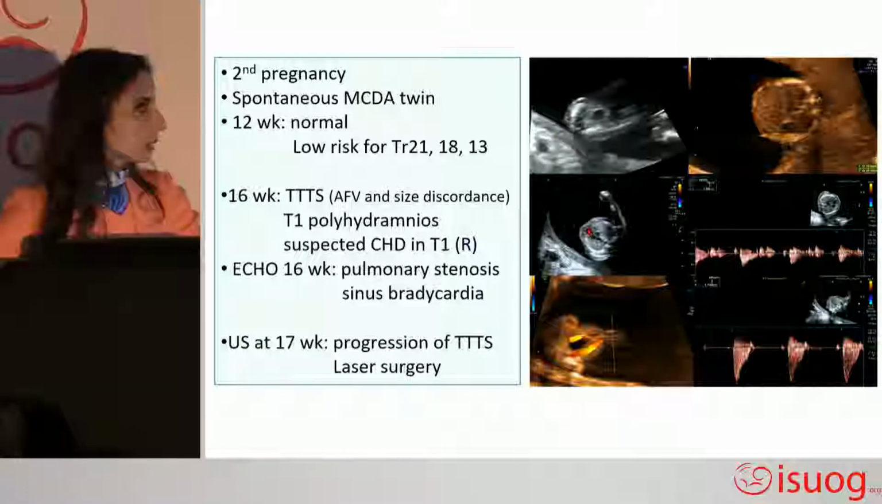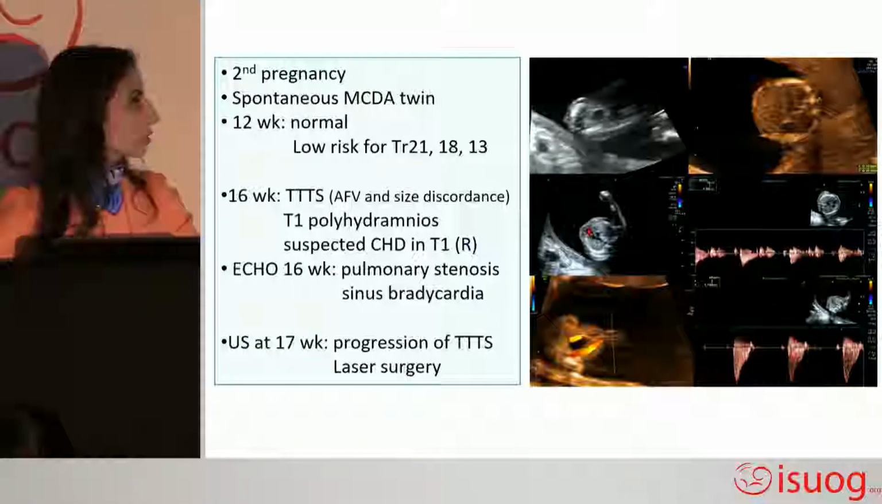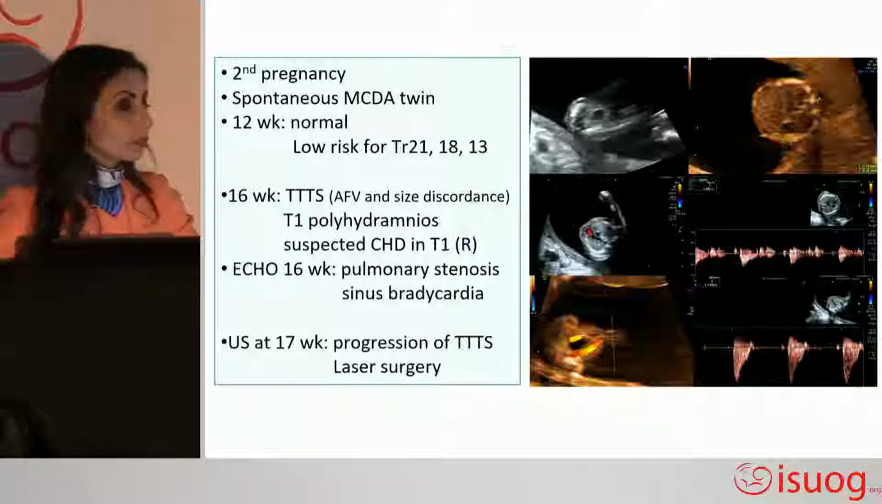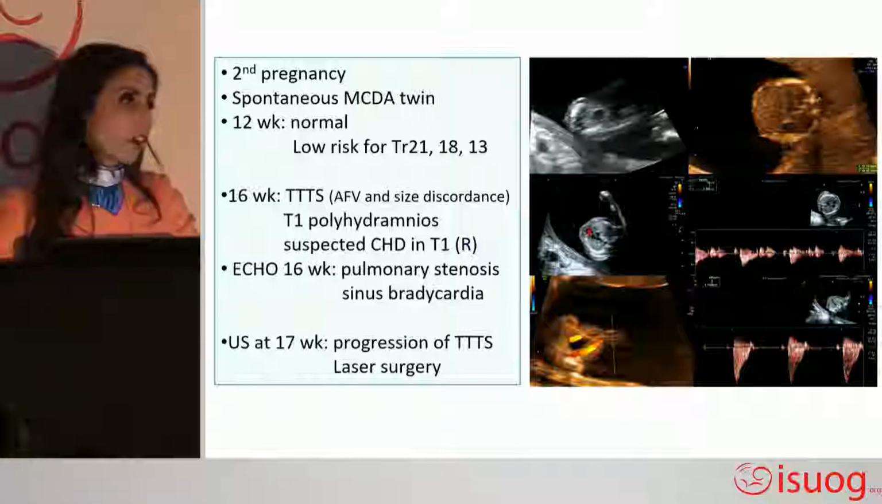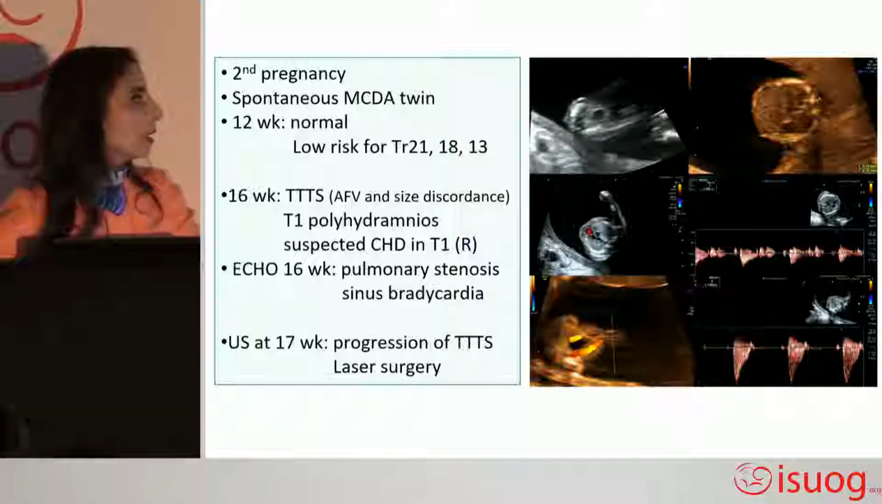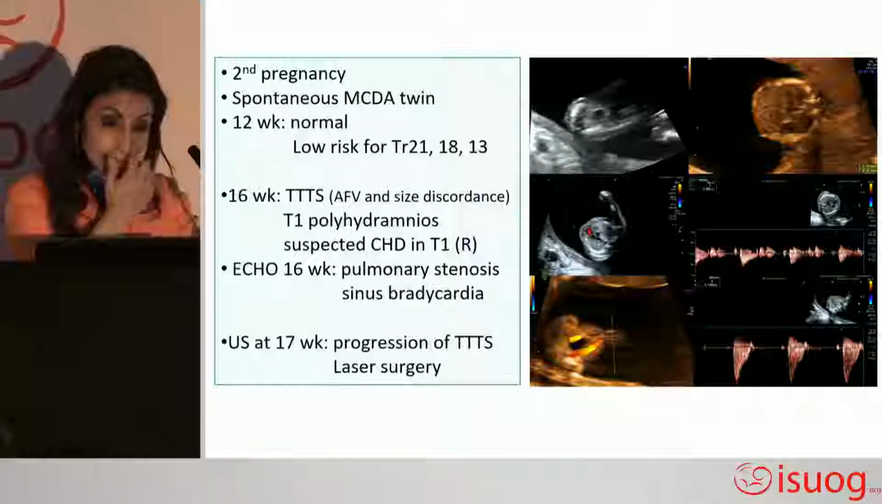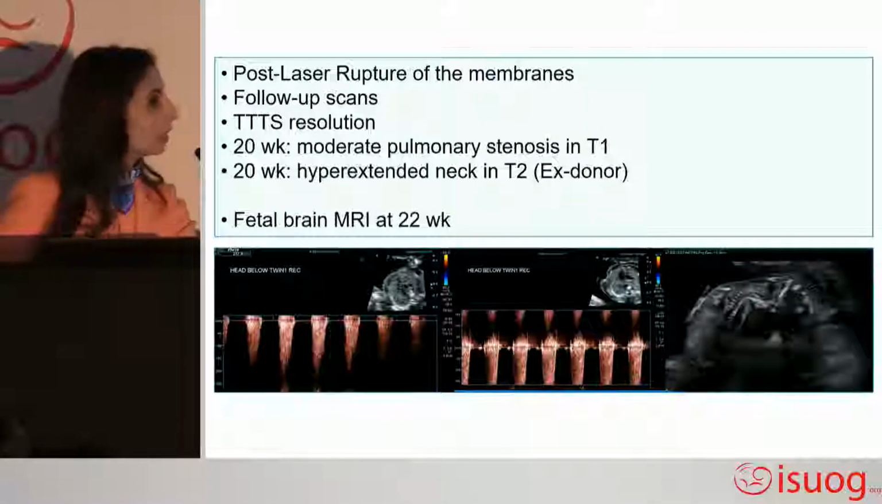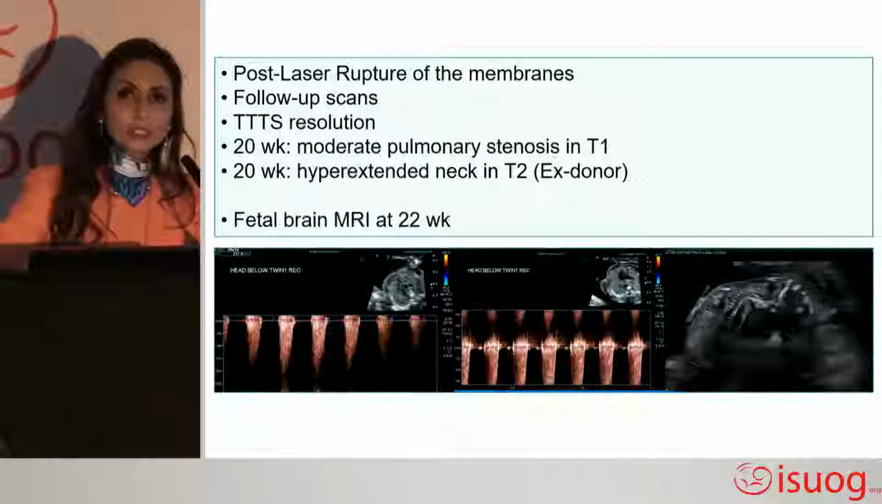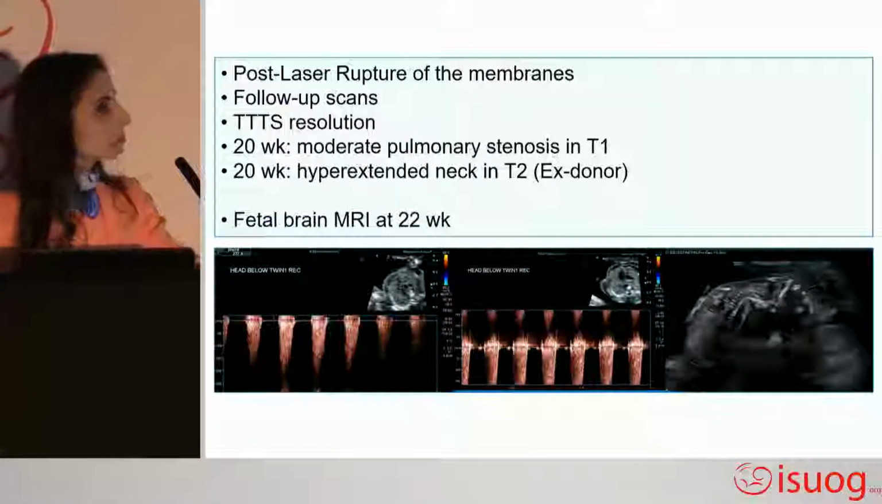So anyway, we said, okay, let's look for progression of TTS. So she comes back the next week with full-blown twin transfusion syndrome, and there was no longer bradycardia. The heart rate was back to normal, and therefore we counseled the woman about the laser option, and she went for the laser. So she had the laser, was fine, but a few days later, she had rupture of membrane, which is fine.